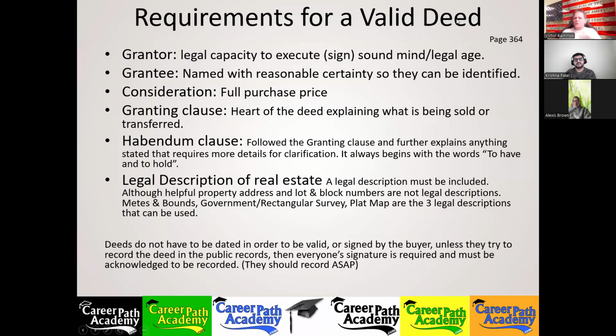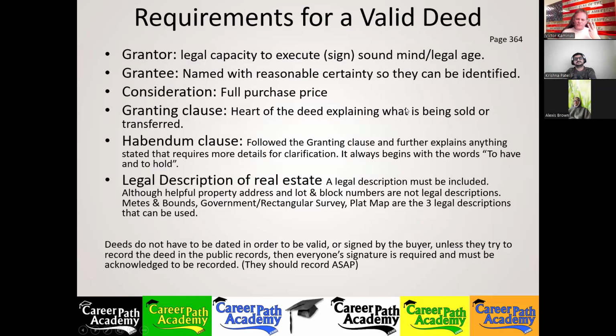So let's go over the anatomy of the deed now. You have the grantor, which is the person, the owner. They have to have legal capacity to execute and sign that deed. Sound mind, legal age. Then you have the grantee, that's the buyer, typically. They're named with reasonable certainty so that they could be identified. So they have to be named in the deed. And then consideration needs to be expressed.